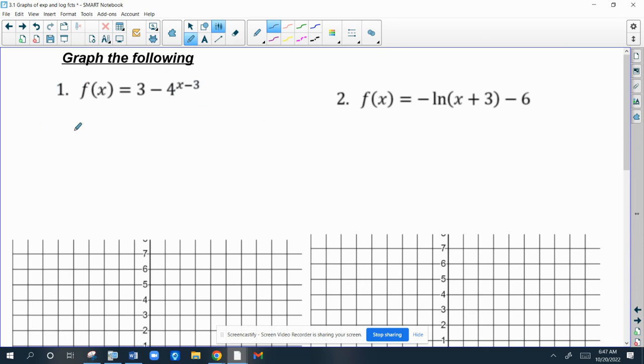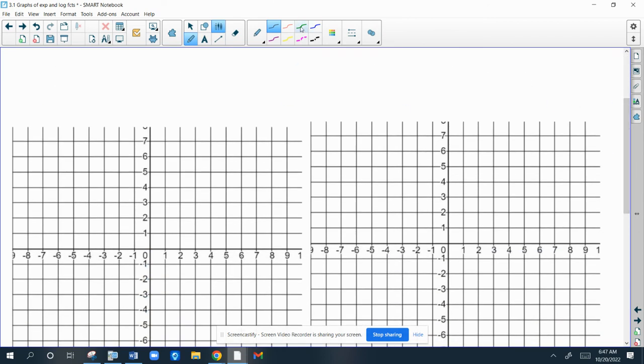So the base graph here is 4 to the x. 4 to the x roughly looks like this. I'm going to do it very lightly here. Exponential functions always go through (0, 1) because anything to the 0 is 1. It has a horizontal asymptote on the left at y equals 0, and then increases rather quickly. So that's the shape of an exponential function. This would be y equals 4 to the x.